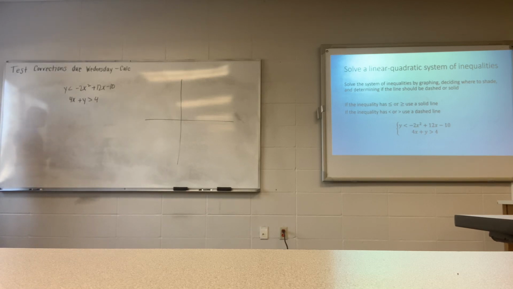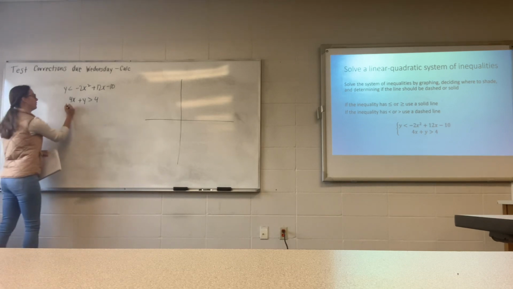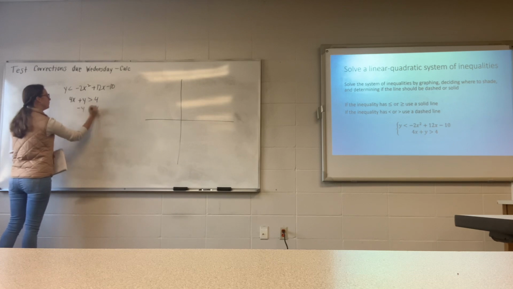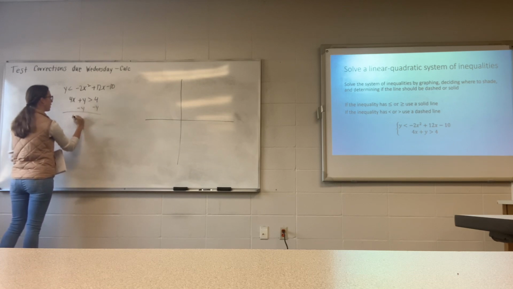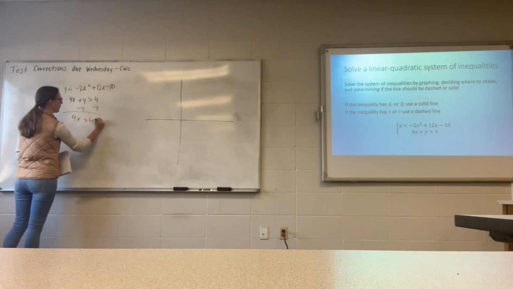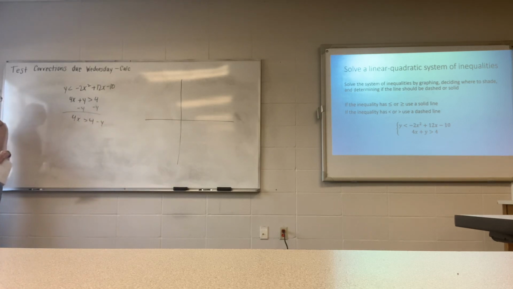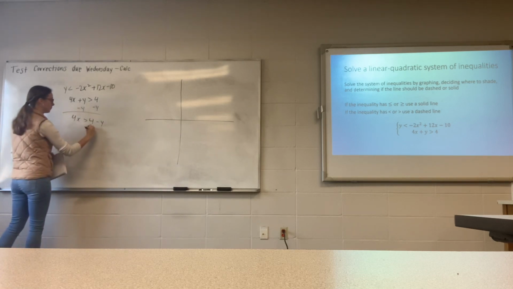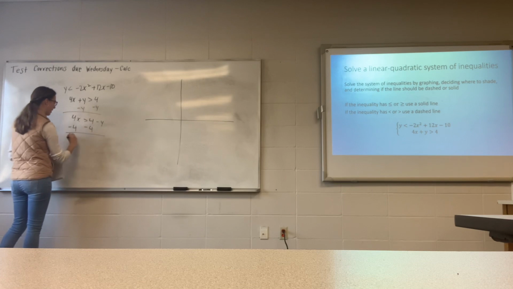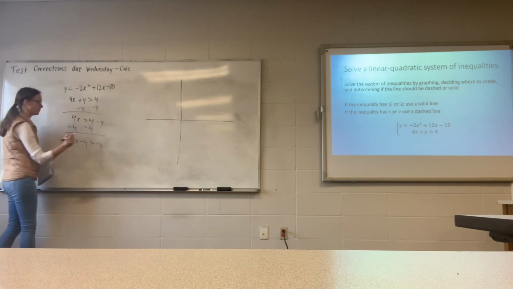Cooper, what do you think? Can I get it so y is by itself? So what would I do? Subtract the y. Okay, so I have 4x is greater than 4 minus y. Okay. So I have 4x minus 4 is greater than negative y.